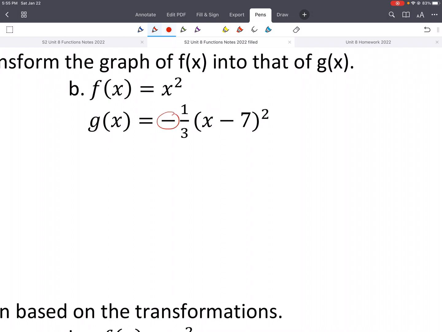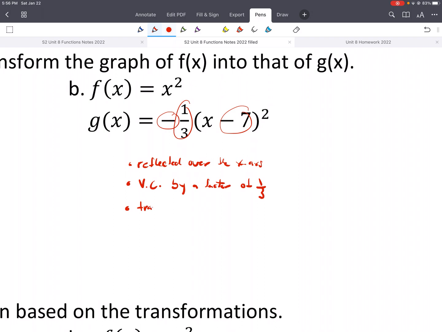First thing we see here is reflected over the x-axis. Next thing we see that's not for f of x is that it is vertically compressed by a factor of 1/3. And then this is also not above. So this is telling us that it is translated right. Again, x is lie, so right 7.